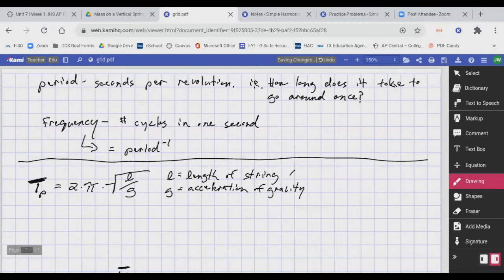All right, length is going to be in meters. Don't forget that. So the period of a pendulum is 2 pi times the square root of length divided by gravity. For pi, use 3.14.